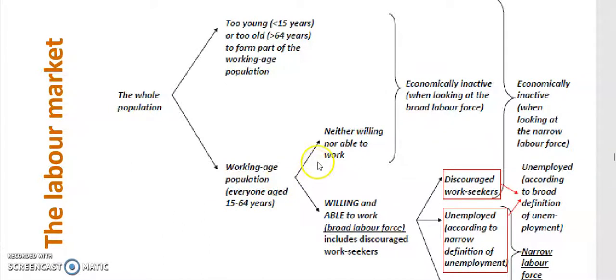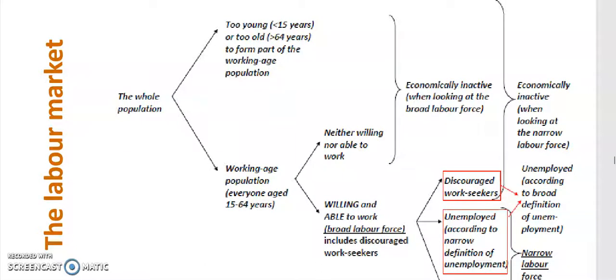This is further divided into people who are not willing or able to work, and also those who are willing and able to work. So this is the broad labor force, and it includes discouraged work seekers. So this group of people, that is those who are too young or too old to form part of the working age population, and also those who are not willing or able to work, are categorized as people who are economically inactive according to the broad labor definition.